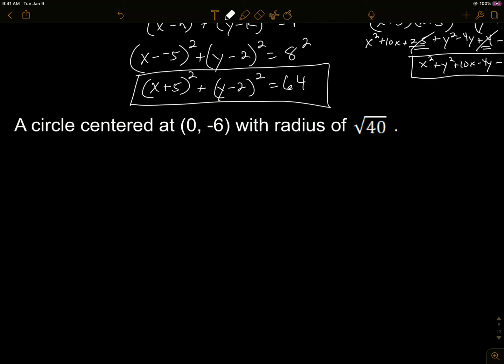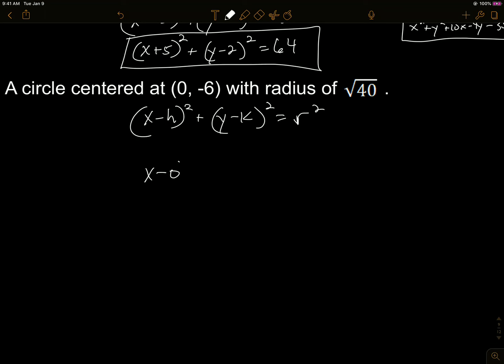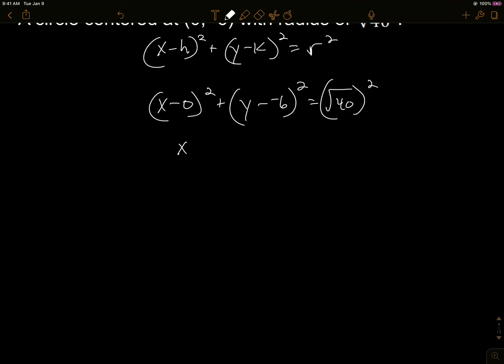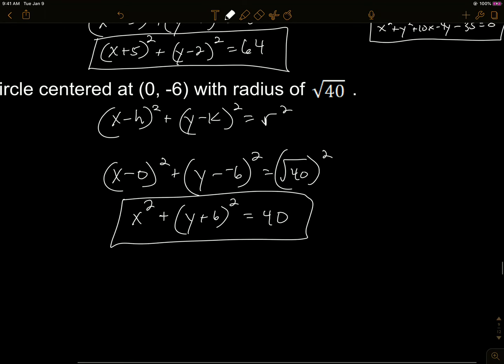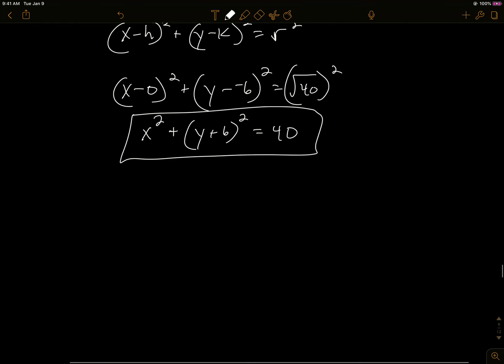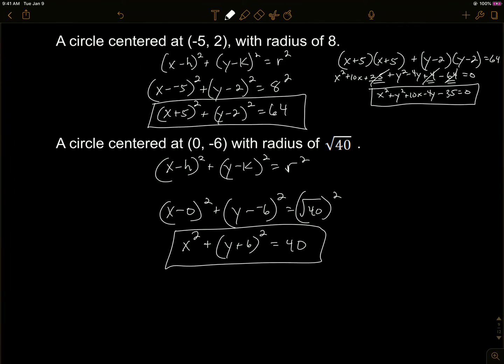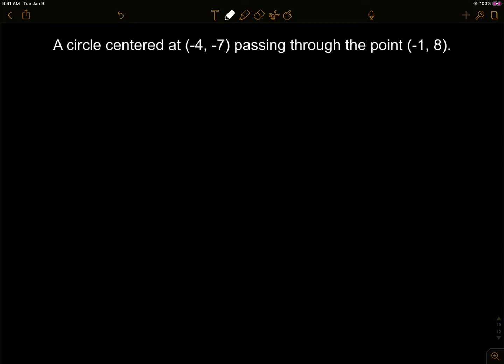Okay? A circle centered at 0 means, again, x minus h squared plus y minus k squared is our graphing form, equals r squared. Remember that from geometry. So x minus 0 squared plus y minus negative 6 squared equals root 40 squared. Simplifying, I get x minus 0 is just x, plus y plus 6 squared equals 40. Again, if I wanted general form, I could multiply out the y plus 6 squared and rearrange some terms. So that's how we get the equation given some information.